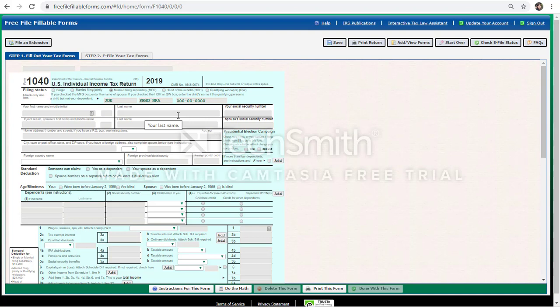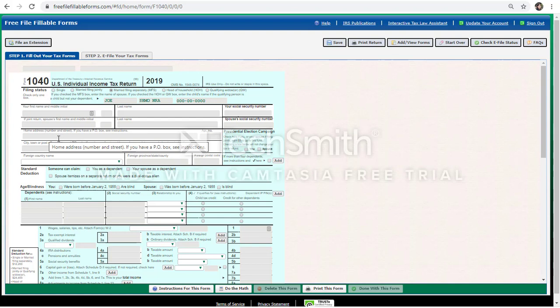If you got married abroad and you never changed your name with the Social Security Administration in the US, you would probably be using your maiden name. So make sure you use the name that's on your social security card. You need to fill in your address. Make sure this is an address where you can get mail. It doesn't have to be your home address legally.